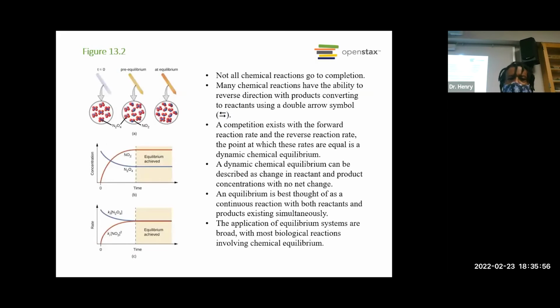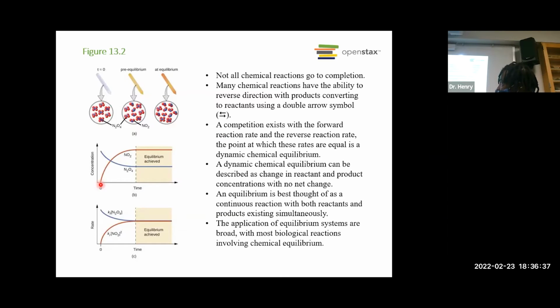Okay, so this is just basically showing us that at the starting point, we have the dinitrogen tetraoxide. Before equilibrium, we're going to have more of the tetraoxide, and only very, very little of the nitrogen dioxide. As time goes on, we're going to change, until we reach that state of equilibrium where you get a total net change. And that's what this is showing you here.